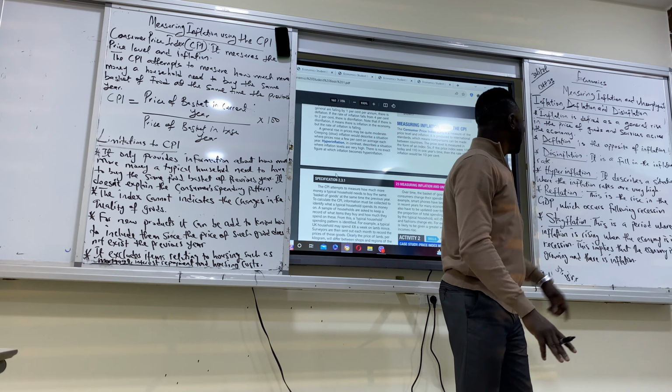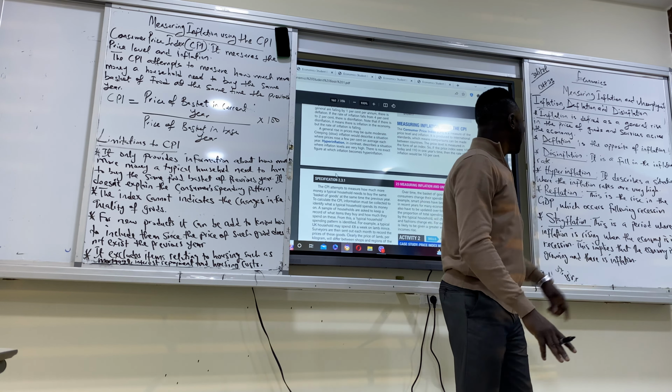For stagflation, it means a period where inflation is rising when the economy is in recession. When the economy is in recession, it is expected that the economy is in decline, that economic activity will be falling. But if we are having high inflation rates during this period, then we call it stagflation. If the economy is growing and there's inflation, it's fine. But if the economy is not growing and there's still inflation, then we are in a terrible situation. Do we get it?